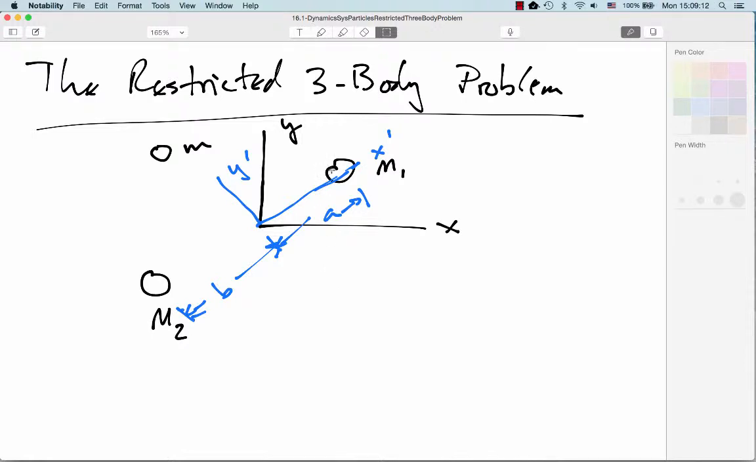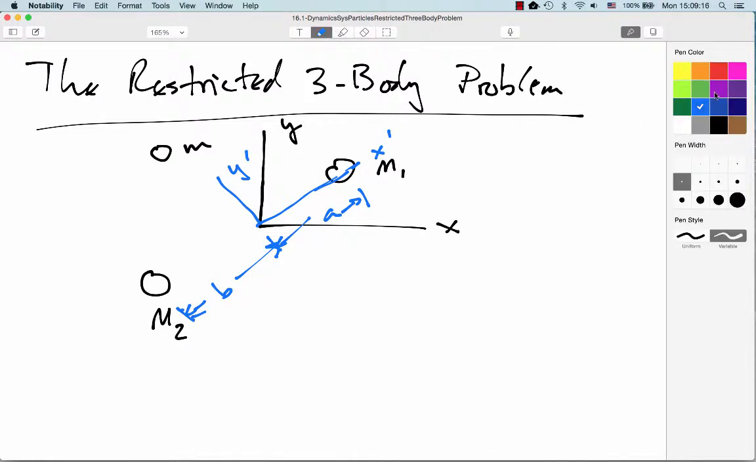So let's go ahead and call the distance from little m to the center of mass r prime in the primed coordinate system. And this would be r2 prime, and that in the rotating coordinate system would be r1 prime.